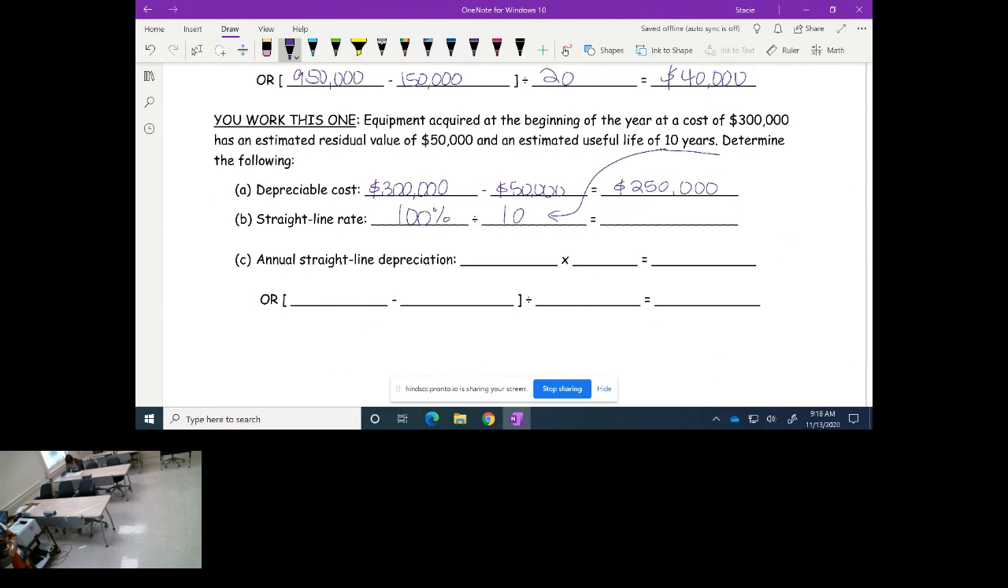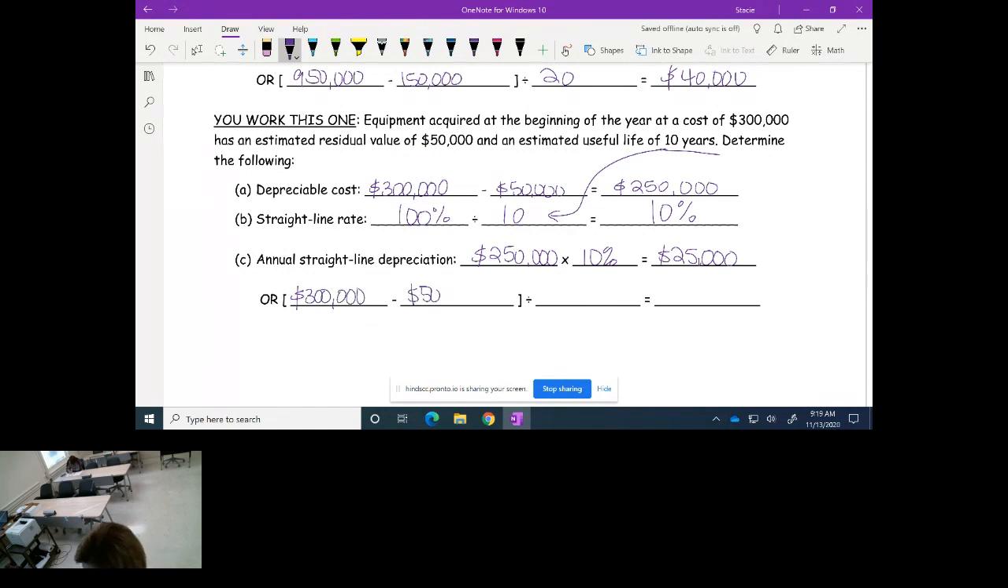So we're going to take 10% depreciation every year, right? So what we could do is multiply that 250 times 10%, and that'll tell us how much depreciation we're going to take every year. So that'd be $25,000.